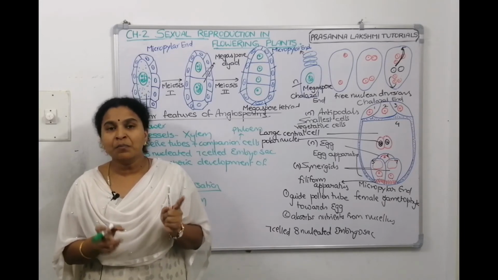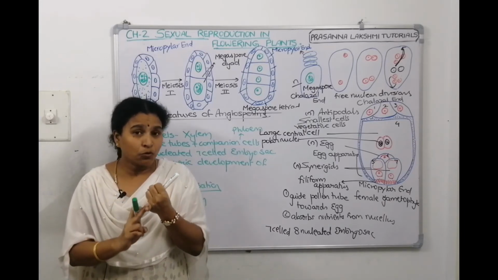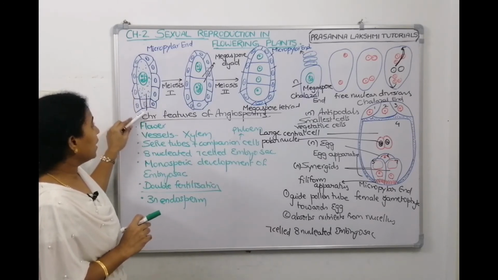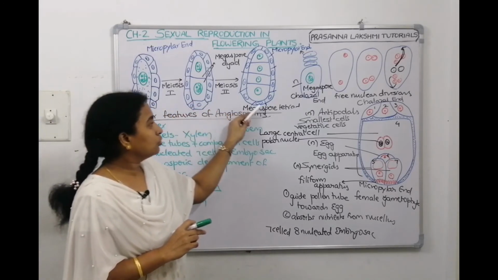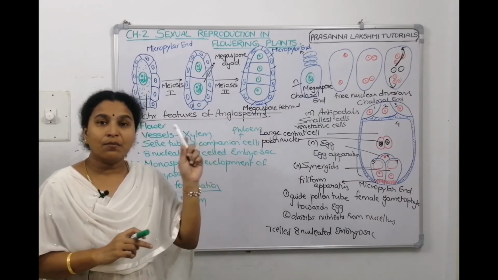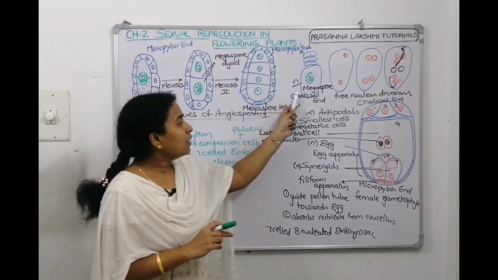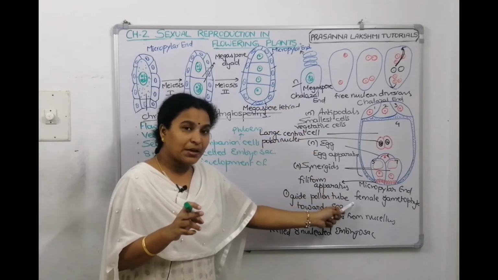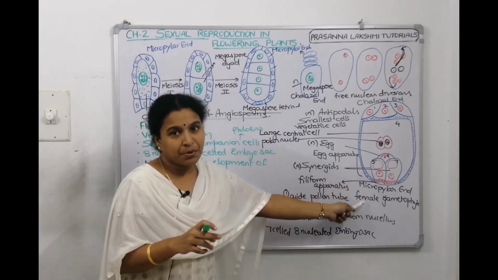So what did we see here? We have seen what megasporogenesis is, meaning how megaspores are formed from one functional megaspore mother cell by meiosis 1 and meiosis 2. After 3 degenerate and 1 becomes functional, that one will undergo free nuclear divisions and make a 7-celled 8-nucleated embryo sac.